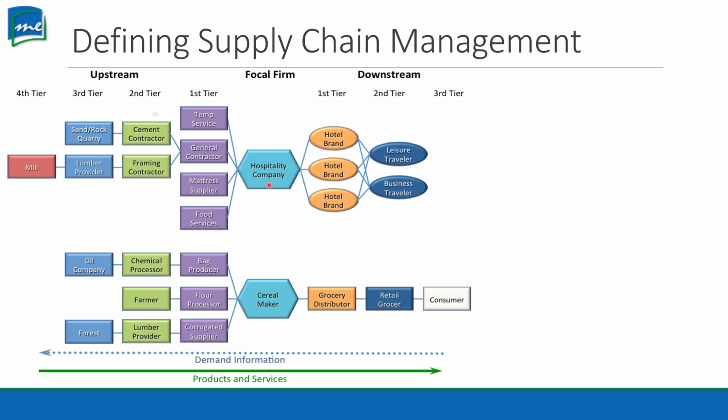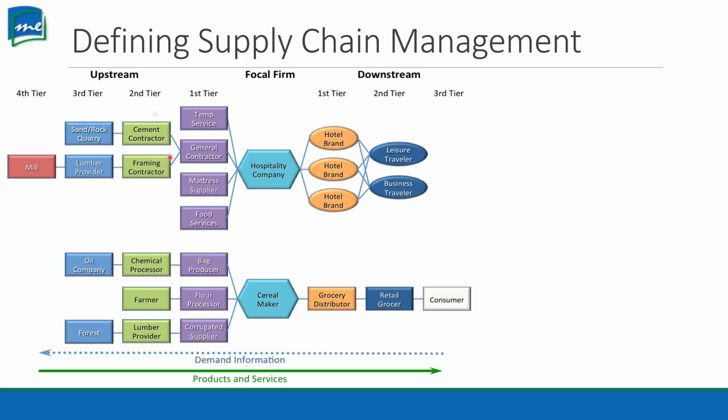So we have our first tier. We're going to look at the upstream first, our first tier. So we have a temp service. So this could be something as simple as the catering or banquet staff that are only called in when they actually need extra staff for their catering or their event venues. General contractor, maybe they need some renovations done. Mattress supplier, food services.